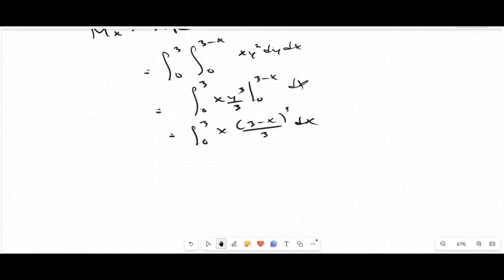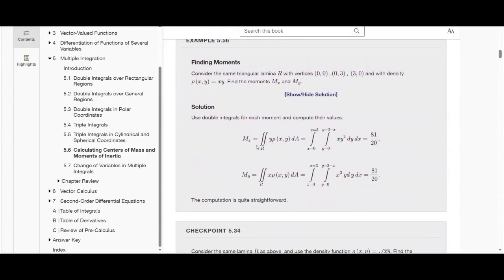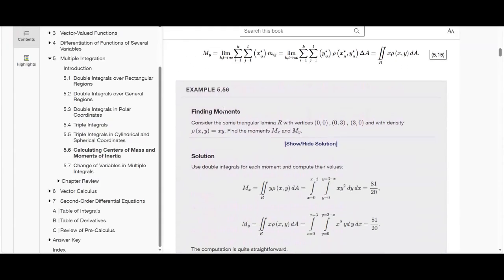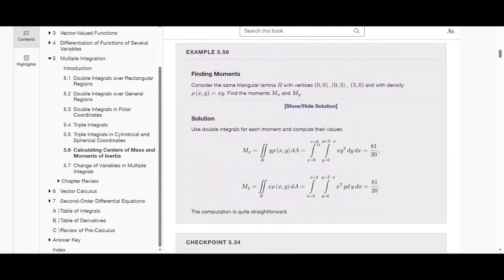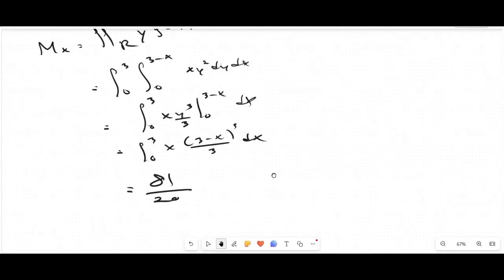I don't want to write out this expansion, so I'm just going to take it from the book. 81 over 20. Great. So if you expand this, we're going to get as high as powers of 5 because the previous example had as high as powers of 4. I don't want to try to write all that out. You guys have calculators.